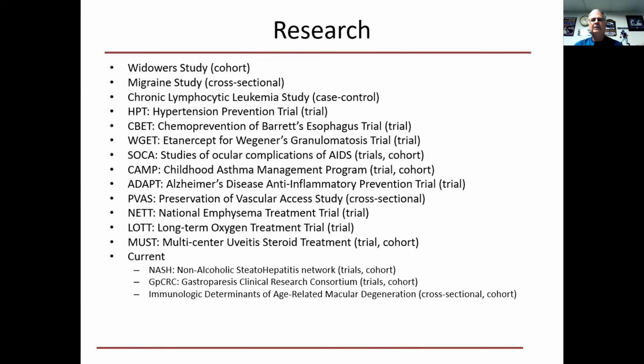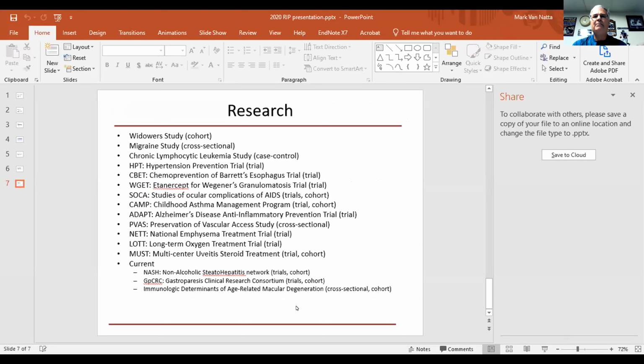And the last slide here, it looks like a lot, but that's because I'm old. These are all the projects that I've worked on, and I've worked on cohort studies, cross-sectional, case control, and if you're down at the bottom, I'm currently working on 3 major networks, NASH, GPCRC, and with Doug Jabs, the immunologic determinants of age-related macular degeneration. So this just shows I've worked on a lot of stuff, but it's only because I've been here a long time. So that's enough about me.